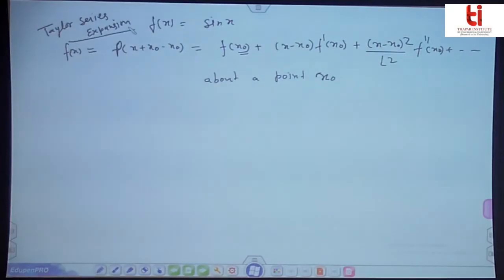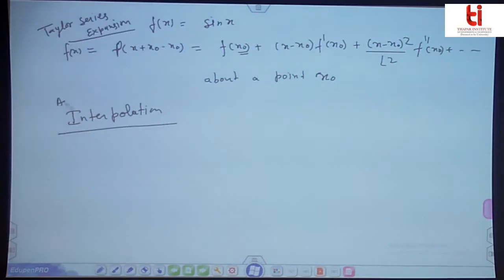About a point x0. But we are interested in a polynomial that should be valid inside some range. So that's why we are rejecting Taylor series expansion to approximate a function f(x). Okay, so another procedure is what? Another procedure we are using is interpolation.